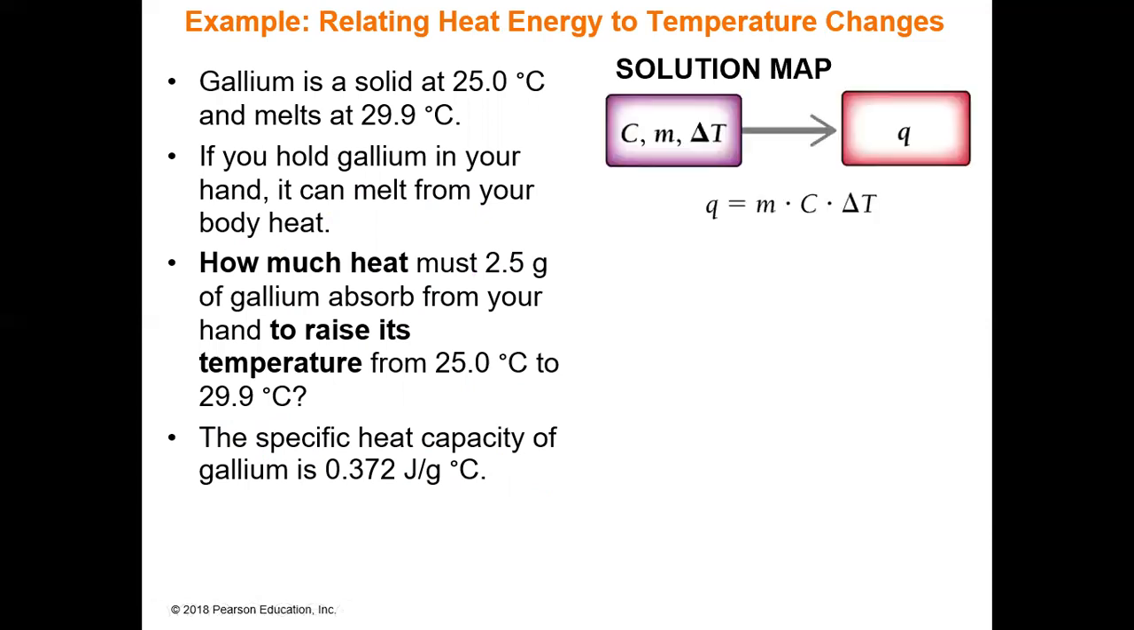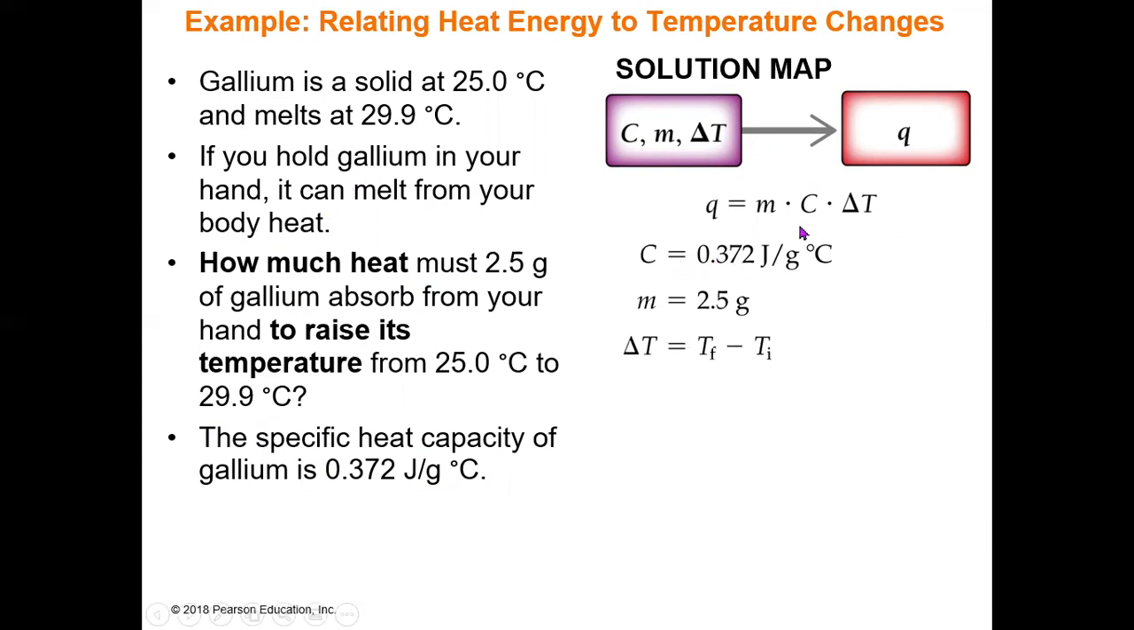So we are given C, m, and delta T, and we want to calculate Q. Do we have an equation for that? Yes, we do. We have Q equals m times c times delta T. The units will work out, so we can simply plug those numbers in.